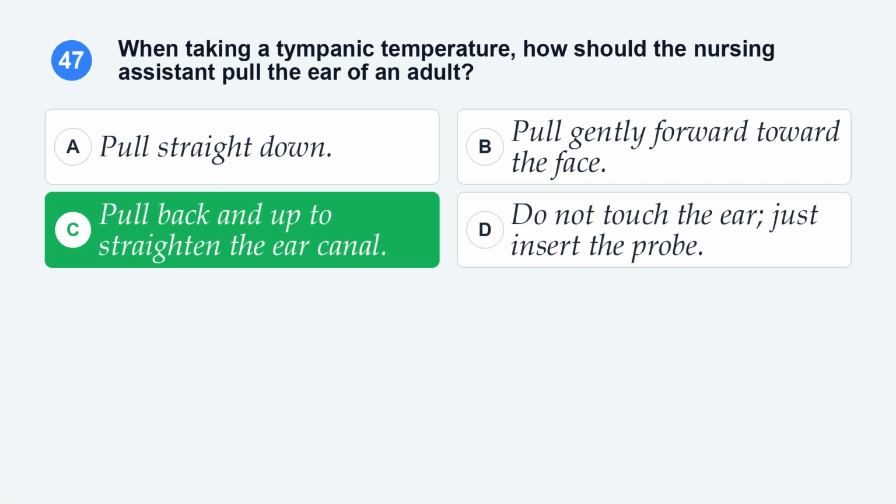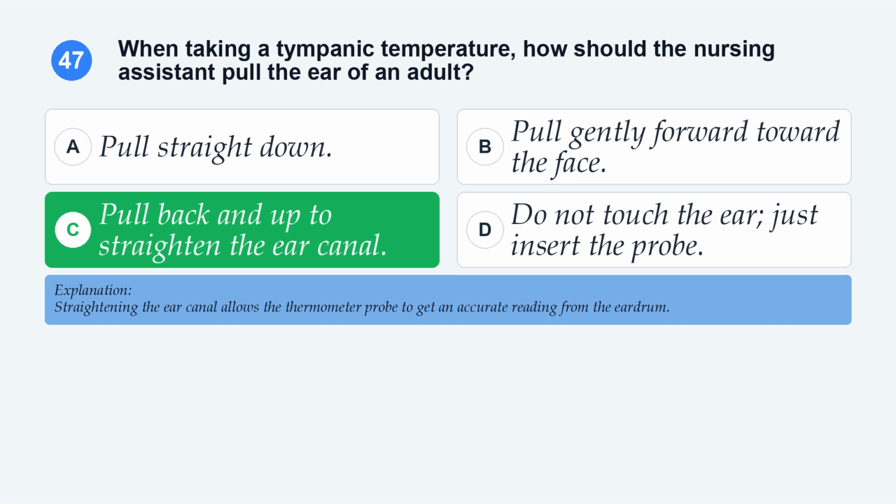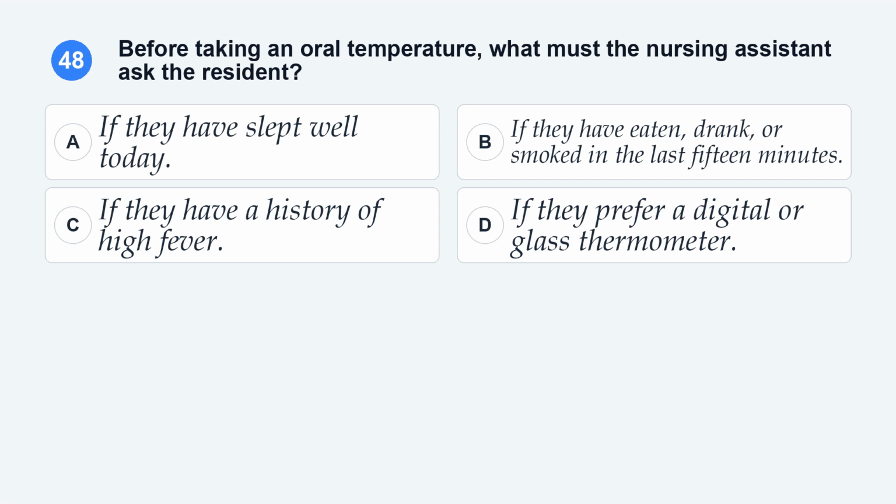The correct answer is option C. Pull back and up to straighten the ear canal. Explanation. Straightening the ear canal allows the thermometer probe to get an accurate reading from the eardrum. Question 48. Before taking an oral temperature, what must the nursing assistant ask the resident?